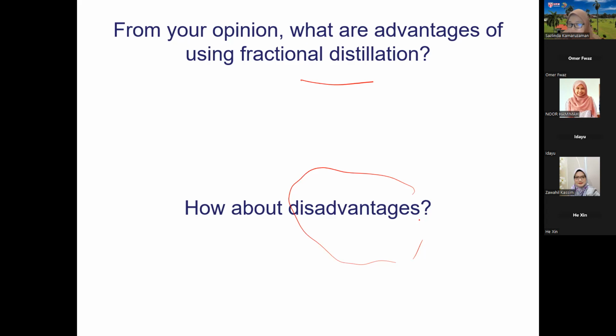More expensive, right? Also, I think with this, a lot of hazards. Okay, yes, that's correct, right? So Zawahir said that it's more bulky. So when it's more bulky, more complicated, more complex, so of course it will be more costly. Okay, more energy needed. So that's the most important.